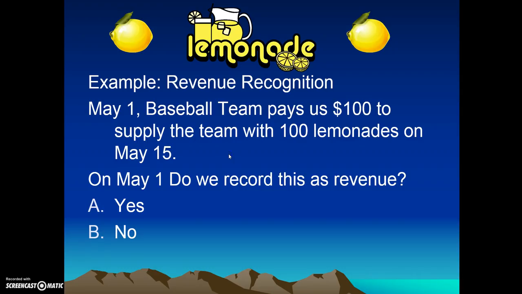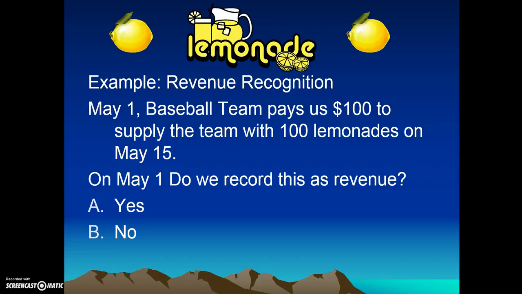Let's do a couple quick examples. Sticking with our lemonade example from before, our company is in the business of making and selling lemonade. So, it's May 1st. There's a baseball team at the park where we sell lemonade, and the baseball team pays us $100 to supply the team with 100 lemonades on its next game day, which is on May 15th. That's 2 weeks away, but they've paid us the cash today. So, it's May 1st when we receive this cash. Do we record this $100 as revenue?